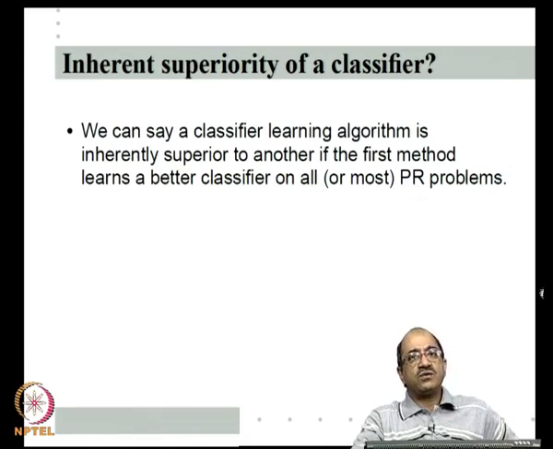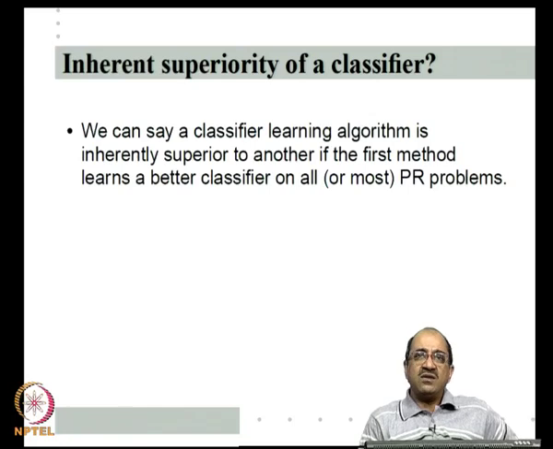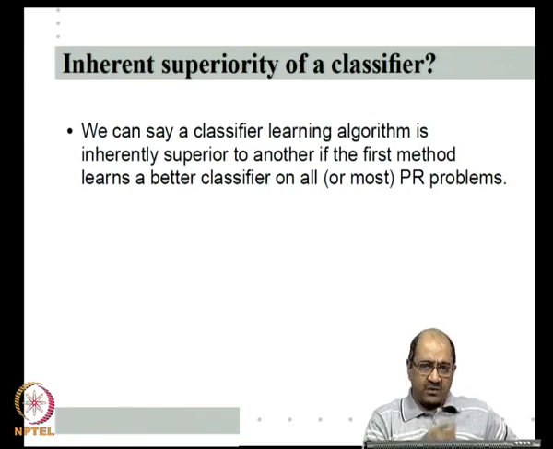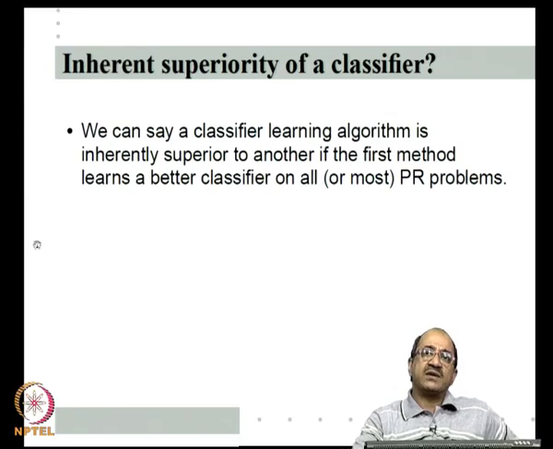is inherently superior to another algorithm if the first one always learns better classifiers than the other. If you think always is a little too strong, let us say most of the time, in most pattern recognition problems that you may encounter. For most pattern recognition problems, if one method always learns superior classifiers to the others, then we can say this method is inherently superior to the other.